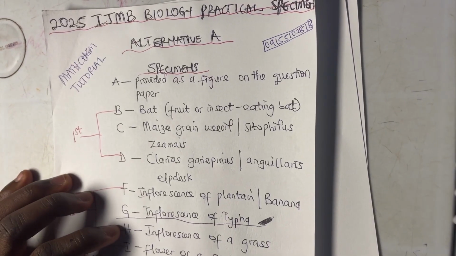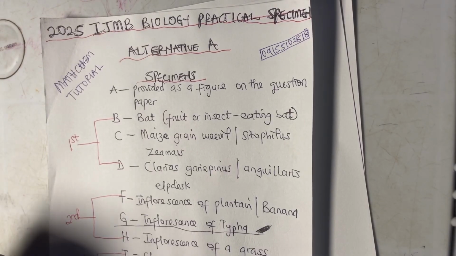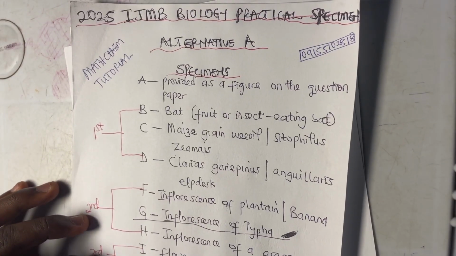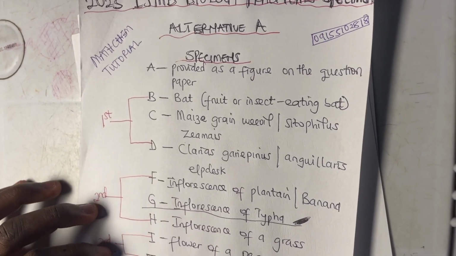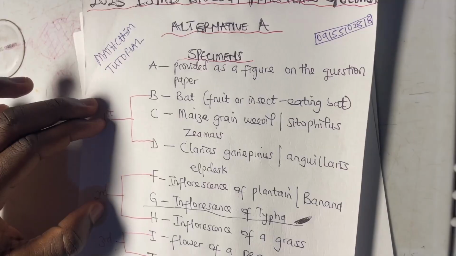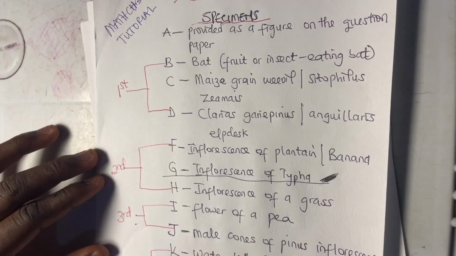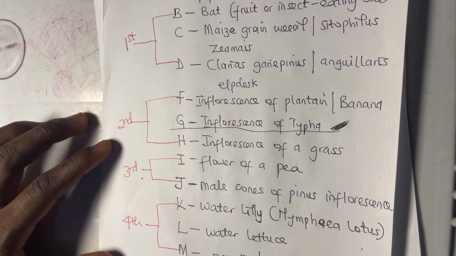In this video, we'll be looking into the 2025 IJMB Biology Practical Specimen with some likely or possible questions based on this specimen. This is the part B video. I've made a part A video, in which I explained specimens B, C, D, that is the first category. I also explained specimens F, G, H, that is the second category.